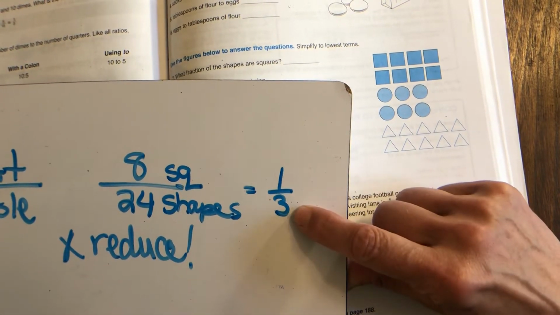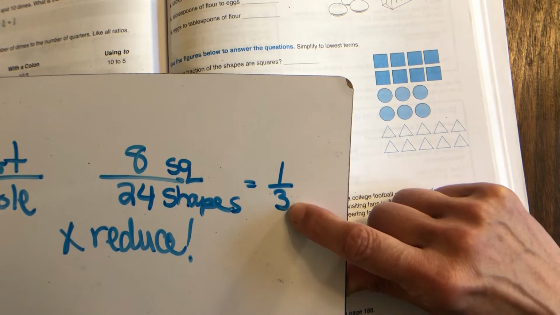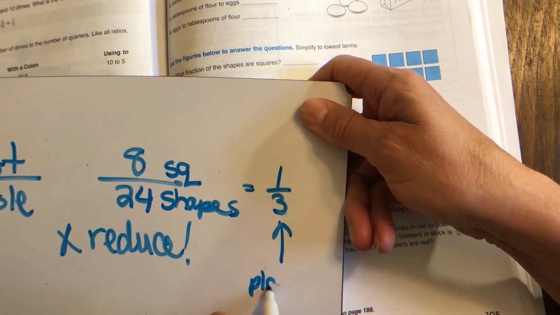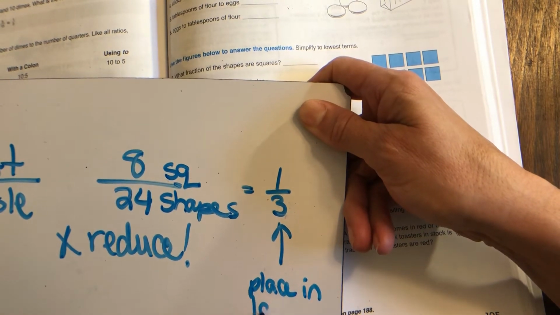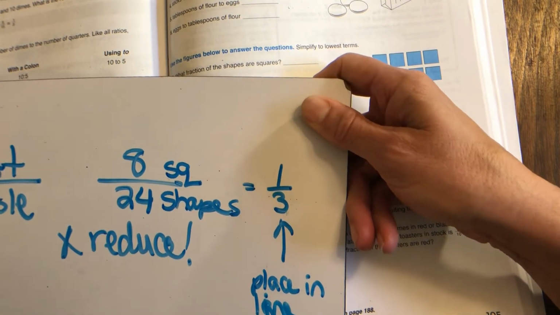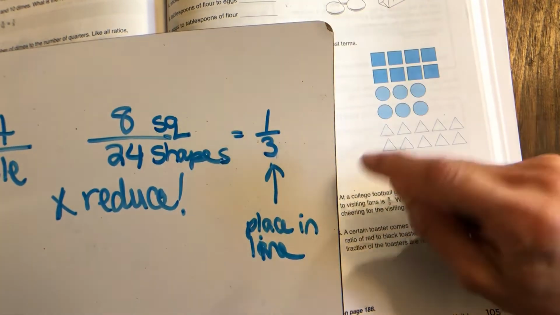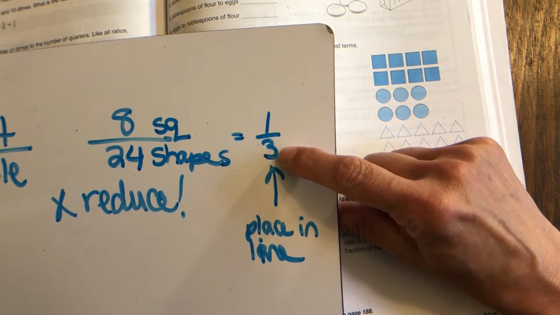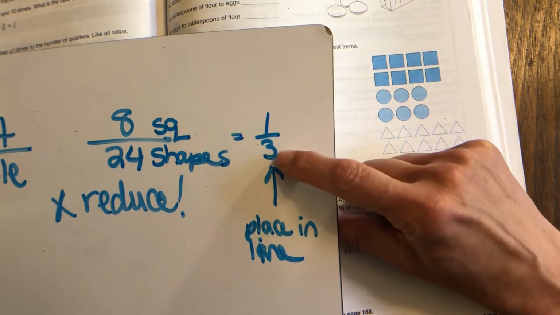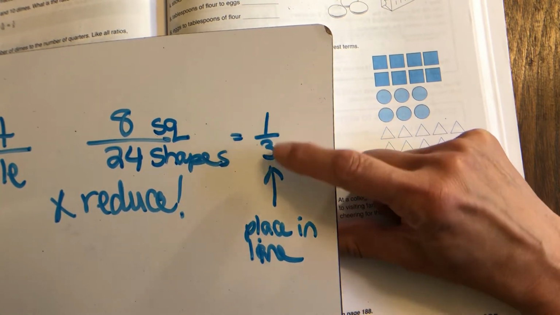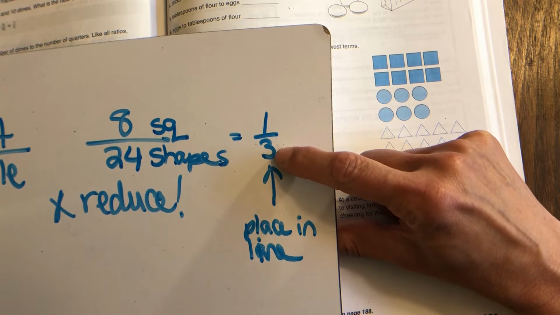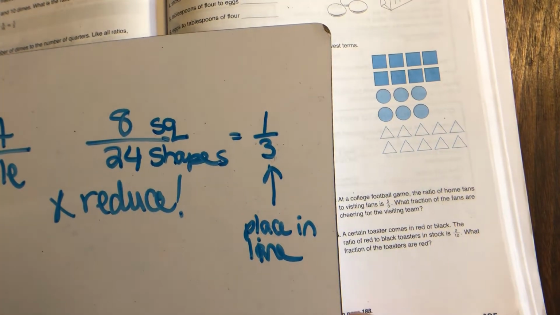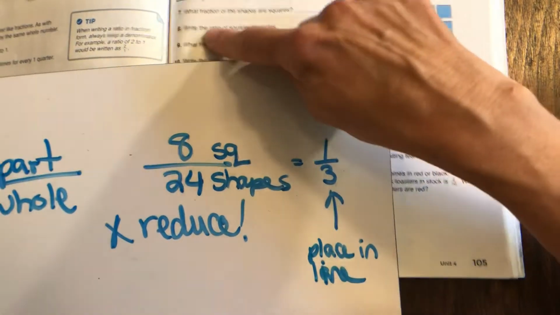Now let's talk about how to say this. 1/3, that's not one-three. That's one-third. Think of the bottom number like your place in line. So I always think of the driver's license bureau. If you're at the driver's license bureau and your little ticket number says 3, you're third in line. So this is one-third. You say the top number and then you say the bottom number as if you were in line.